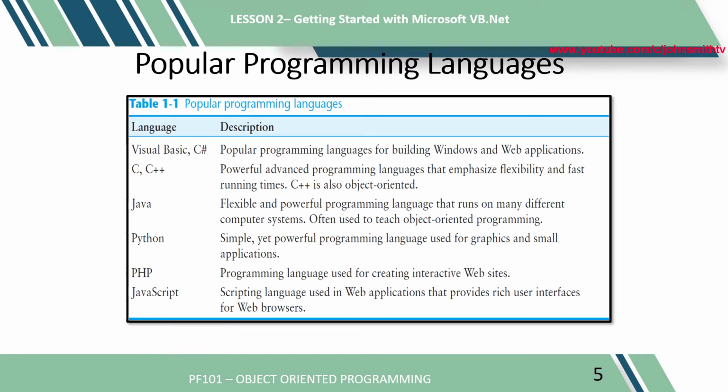Python. Simple, yet powerful programming language used for graphics and small applications. PHP. Programming language used for creating interactive websites. JavaScript. Scripting language used in web applications that provides rich user interfaces for web browsers.